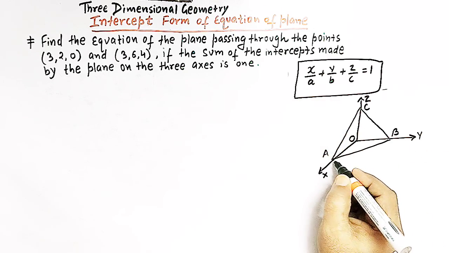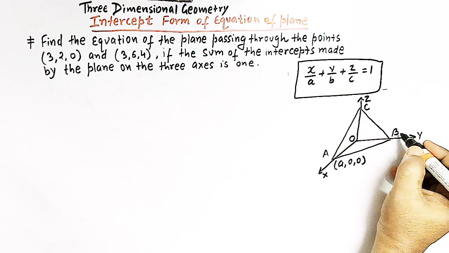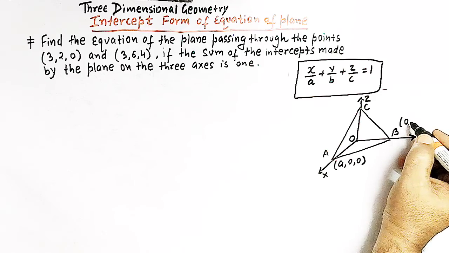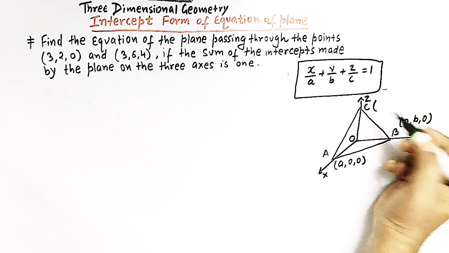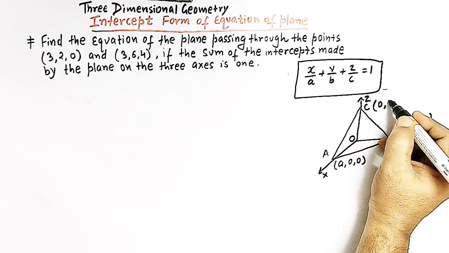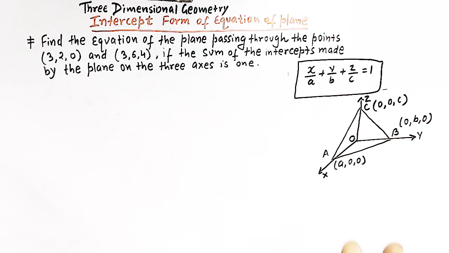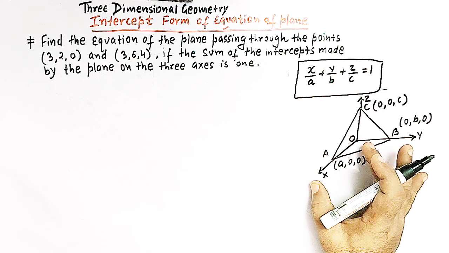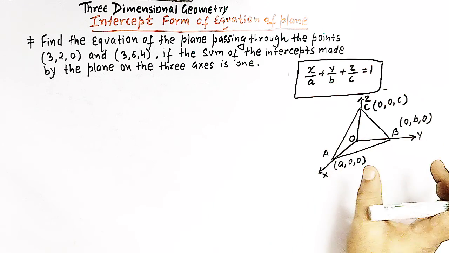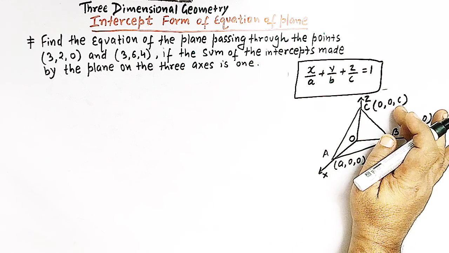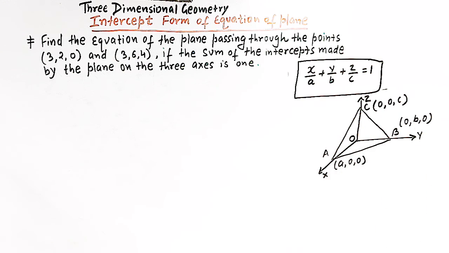That is, the coordinates of this point A are (a, 0, 0). The coordinates of this point B are (0, b, 0), and the coordinates of the point C are (0, 0, c). So a is known as the intercept made by the plane on the x-axis, b is the intercept made by the plane on the y-axis, and c is known as the intercept made by the plane on the z-axis.